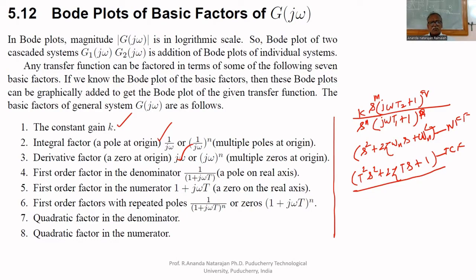Other advantages are there for Bode plot that we'll see later. So if you write the second order transfer function in time constant form, it may be tau square s square plus 2 zeta tau s plus 1. It may be in the denominator or numerator. These are the fundamental factors you may obtain for a given transfer function. If you know the plot for all these fundamental factors, you can draw the Bode plot. So let us see one by one how to draw the Bode plot for each factor.